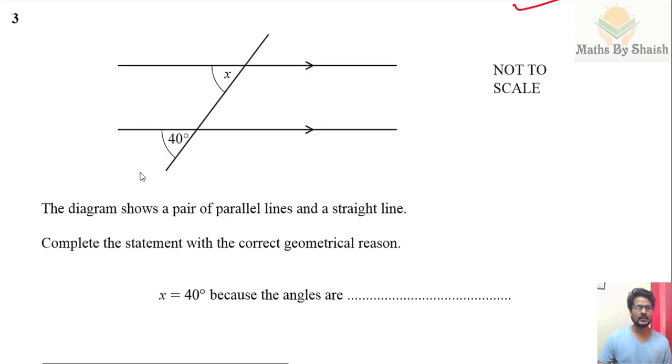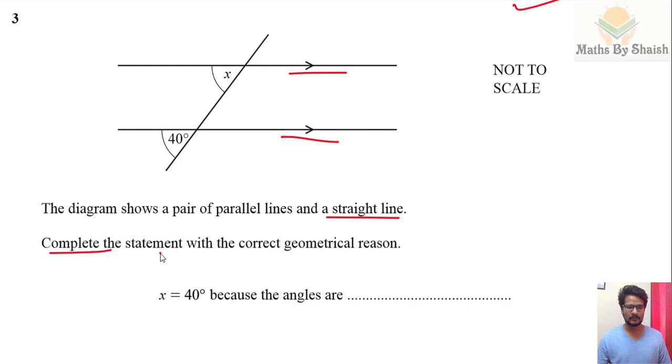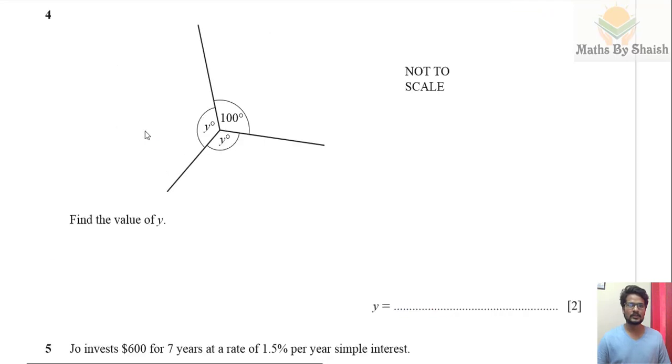In question number 3, the diagram shows a pair of parallel lines. These are the parallel lines, and a straight line, which is of course a transversal. Complete the statement with the correct geometrical reason. Here we can see these two angles, and of course they are to the one side of the transversal from the parallel lines, so it is going to be 40 degrees. And because the angles are corresponding, we know corresponding angles are equal if we have two parallel lines. Angles are corresponding. Here is the fourth question.